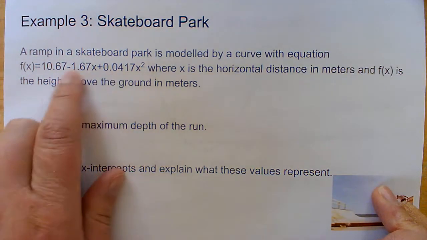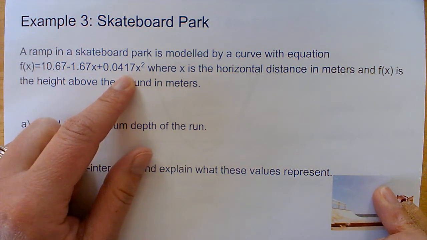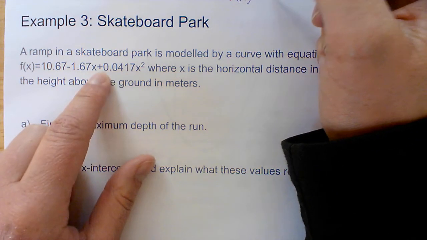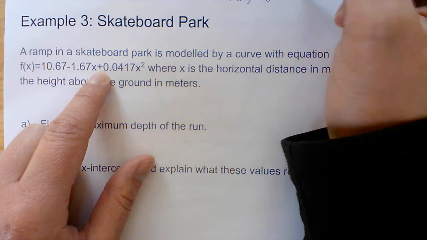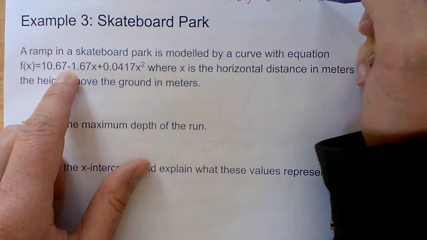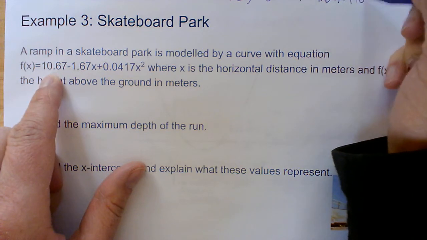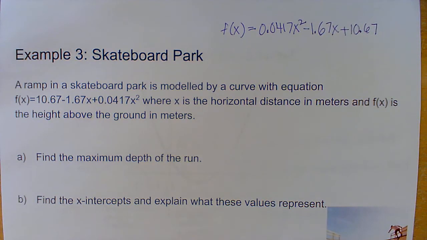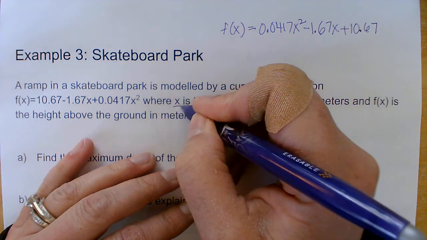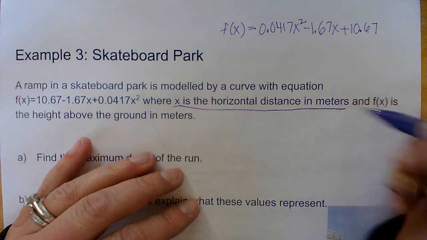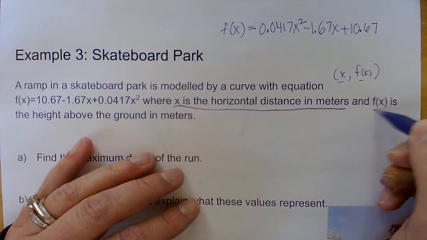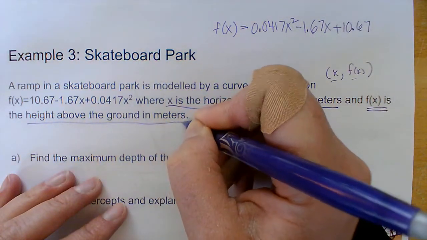So first, let's look at our equation. It's not in standard form. So if we were going to do this by hand, it may be good to rewrite it. I'm just going to rewrite it because some people might want me to. So this is 0.0417x squared, minus 1.67x, and positive 10.67. So if you want to see it in proper standard form, there you go. We don't really need it. We can just put it like this in Desmos. And remember, let's graph it in Desmos, and then let's label all of our x's as the horizontal distance in meters, so all of those first numbers, and then all of those second numbers, f of x, as the height above the ground in meters.